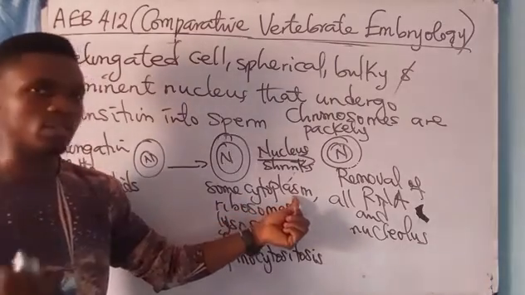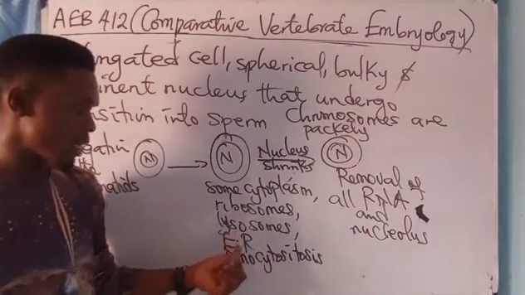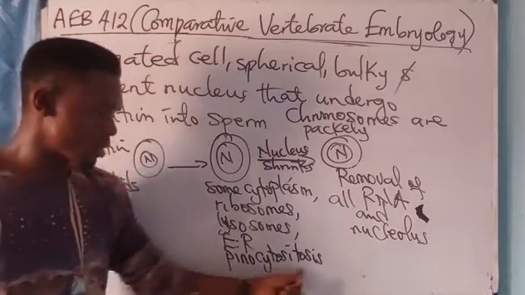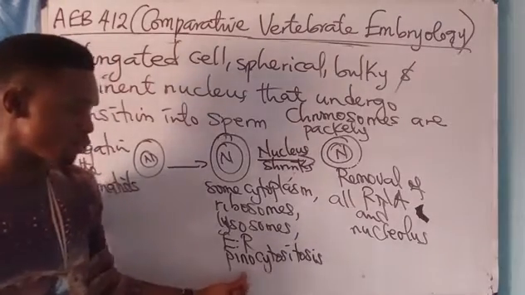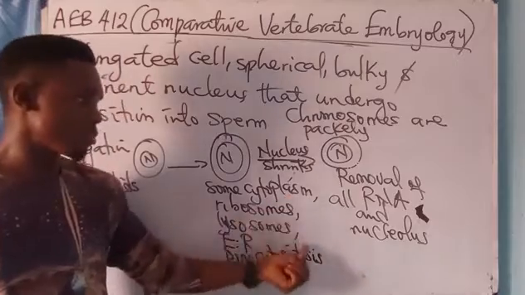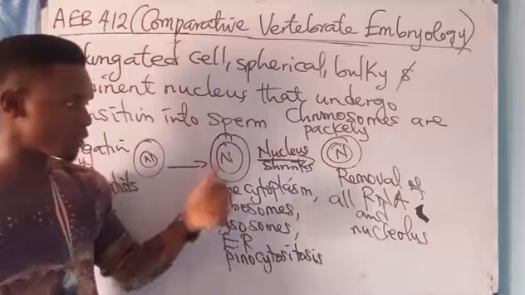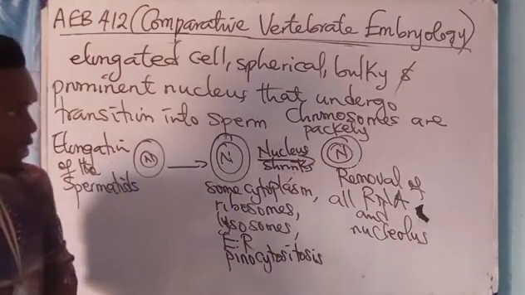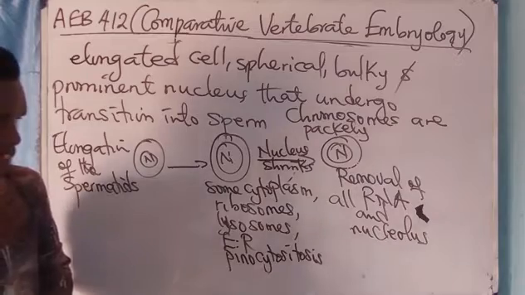The second stage is the removal of cytoplasm and other cellular materials such as ribosomes, lysosome, and endoplasmic reticulum through pinocytosis, which means that through pinocytosis, all these organelles are thrown away from the cell of the spermatids.